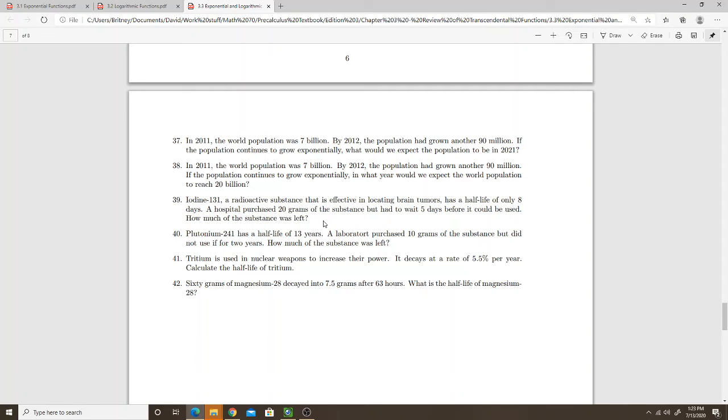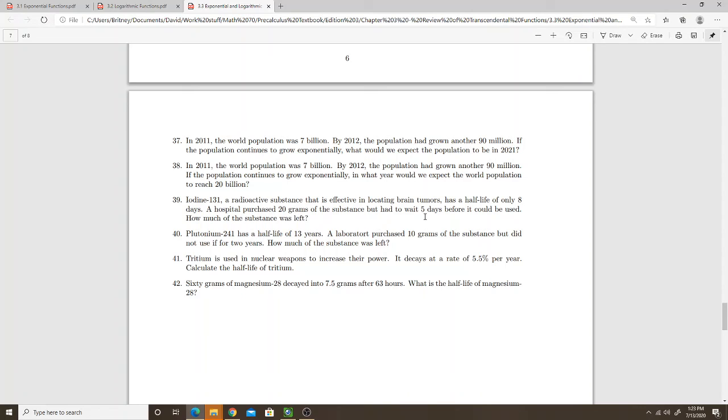Its half-life is 8 days. That's not the same thing as its decay rate, though, right? What that tells us is that it takes 8 days for half of the substance to disappear. So if we're starting with 20 grams, then after 8 days there would be 10 grams left. And after 16 days there would be 5 grams left, and so forth. The question is, if we waited 5 days to use it, how much is going to be left after 5 days? We can't really figure that out with half-lives.